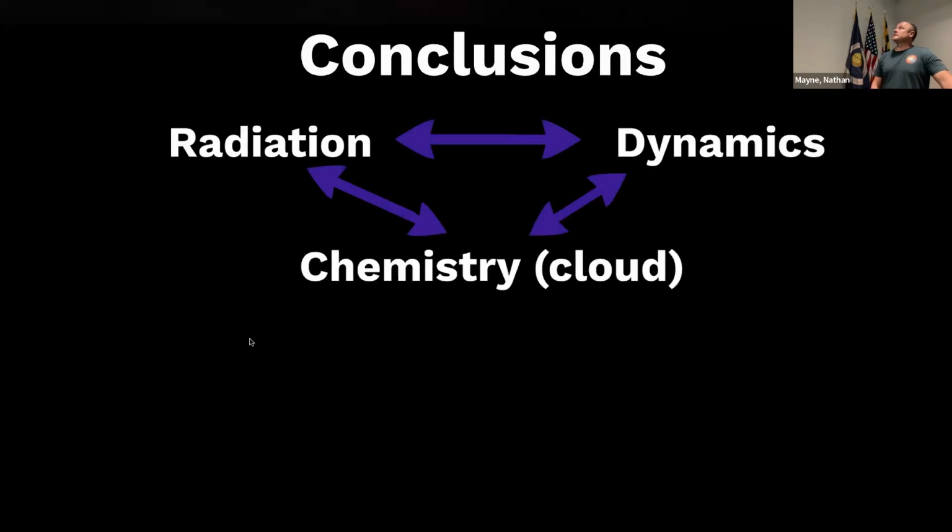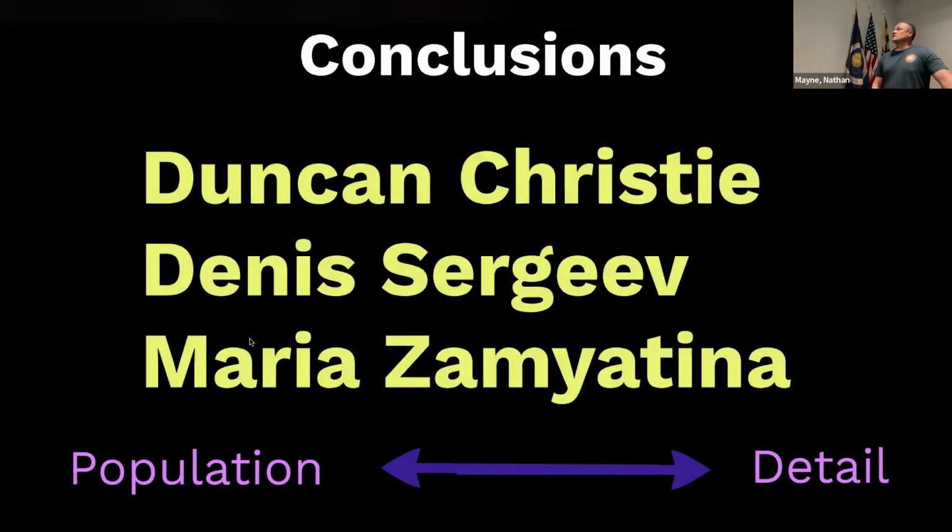So the conclusions are that radiation, dynamics and chemistry interact. Isn't that cool? But more importantly, remember these three people: Duncan for clouds, Maria for chemistry, and Dennis for the terrestrial stuff. Okay, is it okay if I take 5 or so more minutes?